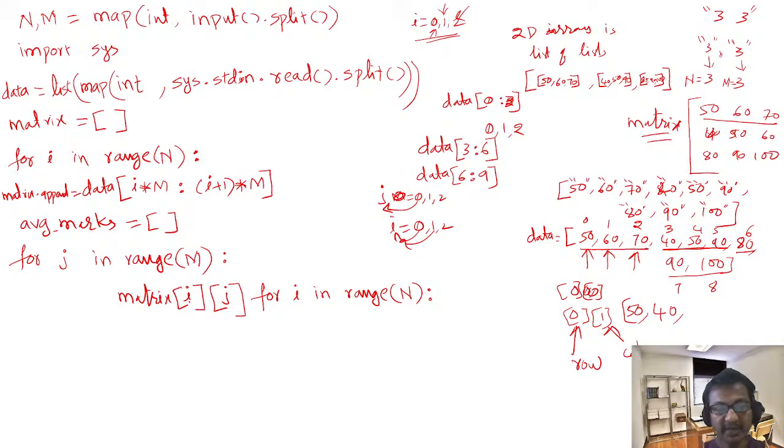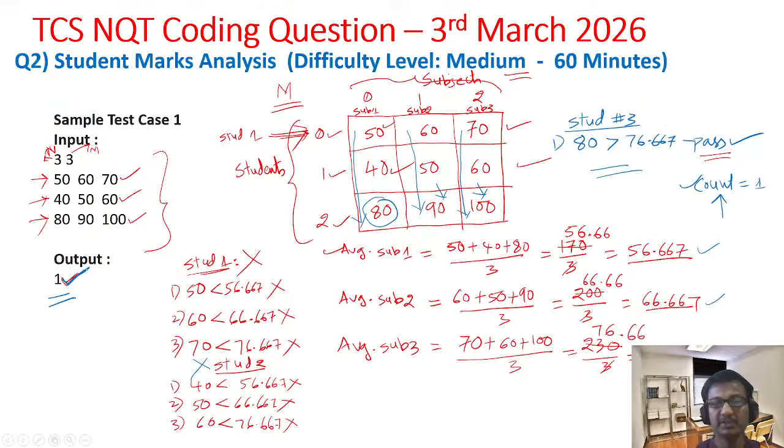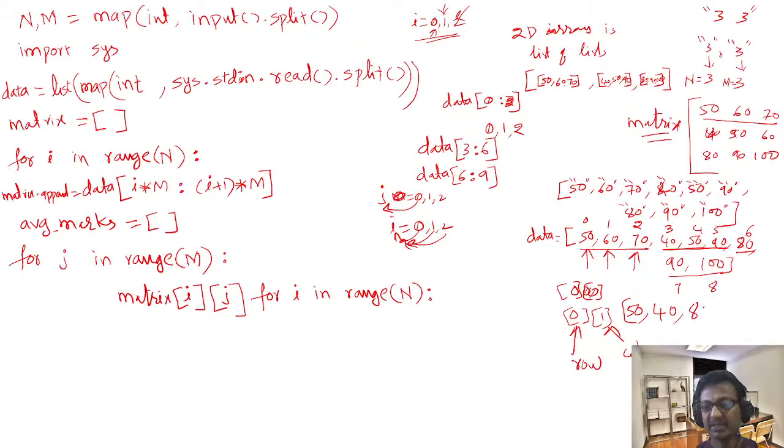Then the i value increments, i becomes 2. Matrix of 2 0 means it is 80, so you get 80. That means all the three marks you are getting here.